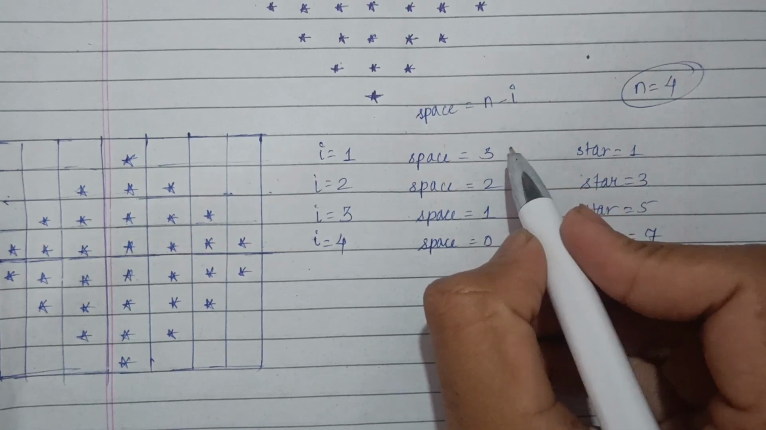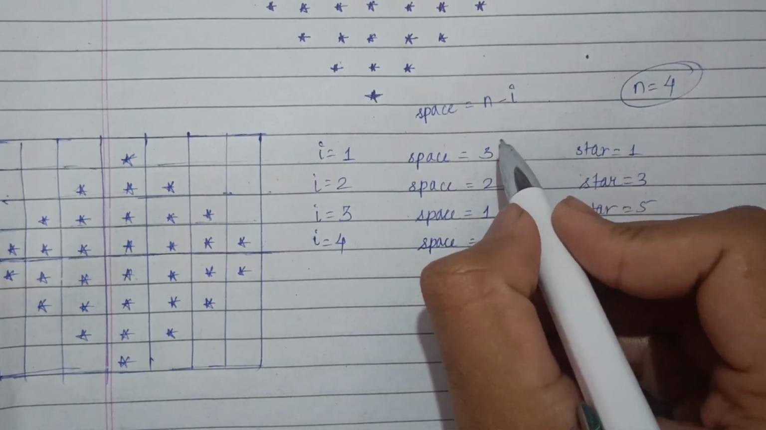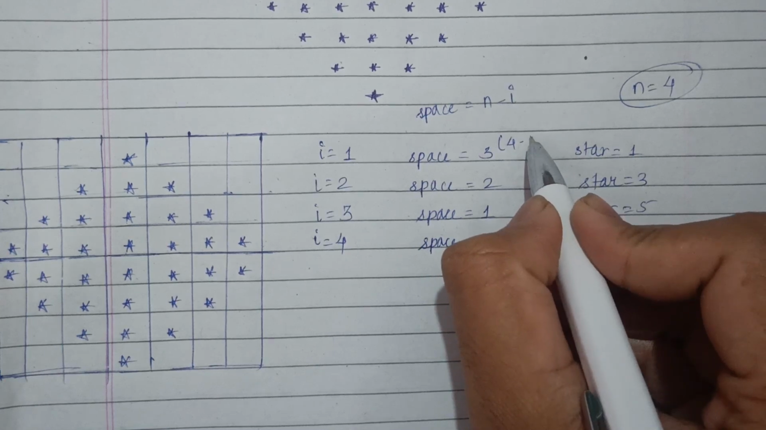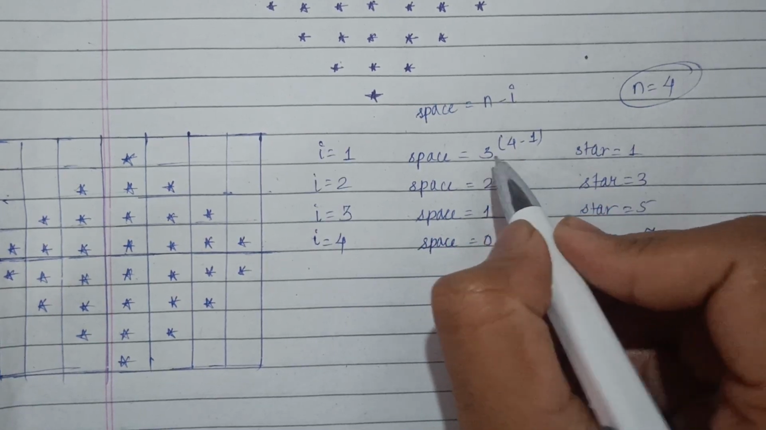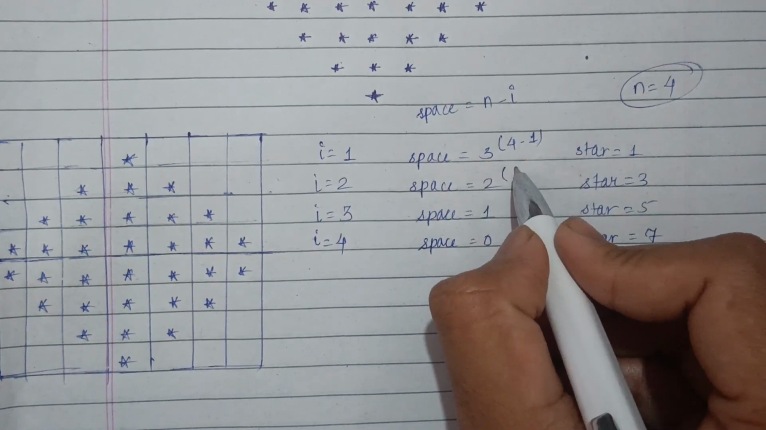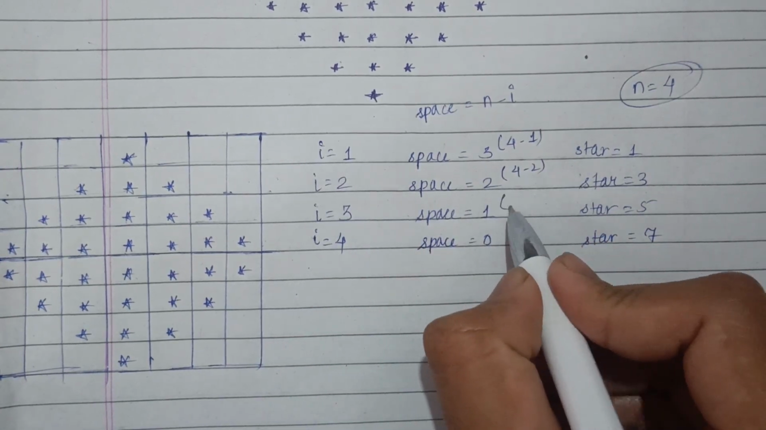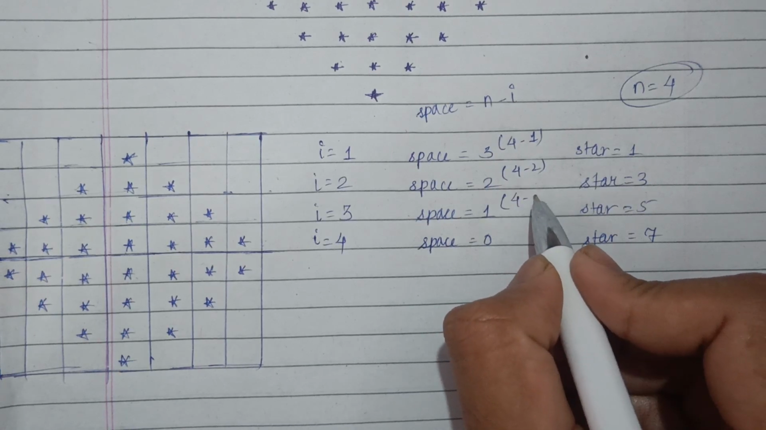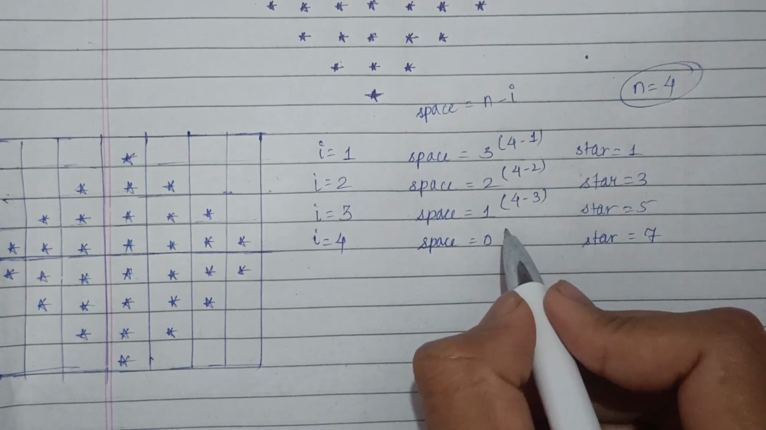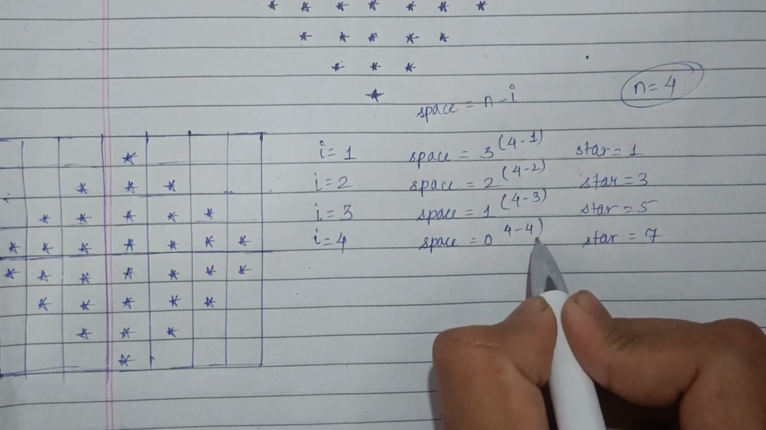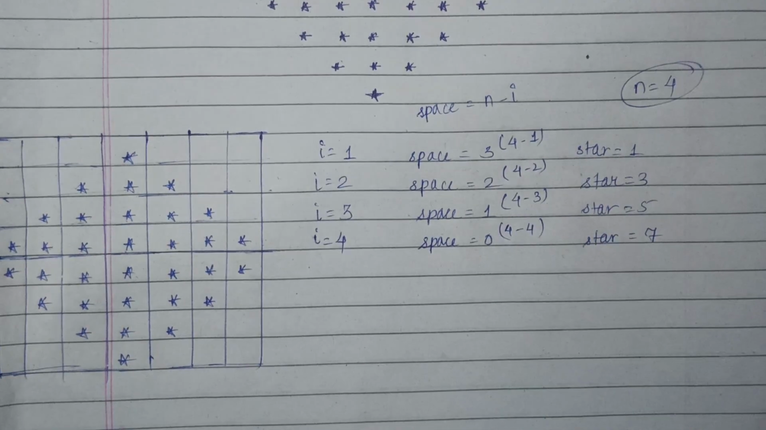So for row 1 there will be 4 minus 1, that will be 3 spaces. For this, 4 minus 2, there will be 2 spaces. For here, 4 minus 3, there will be 1 space, and 4 minus 4, there will be 0 spaces.